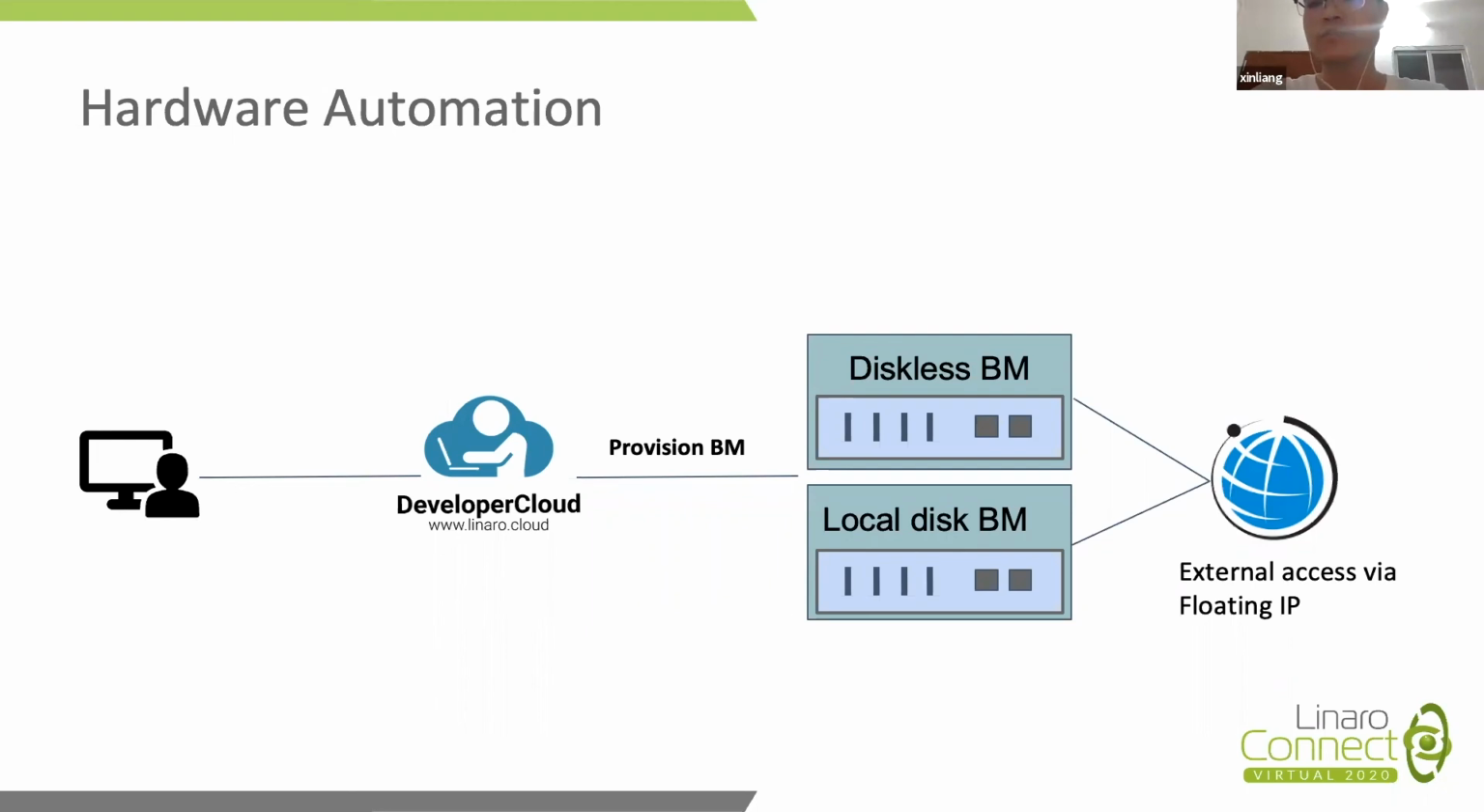Now the user can launch a bare metal machine just like they do for a VM, and this work is under internal testing now. And also, if a bare metal machine wants to access the outside internet, they can use a floating IP as the VM does too.